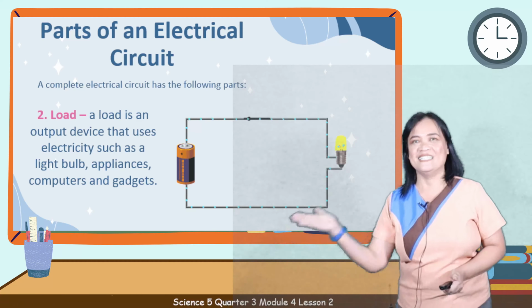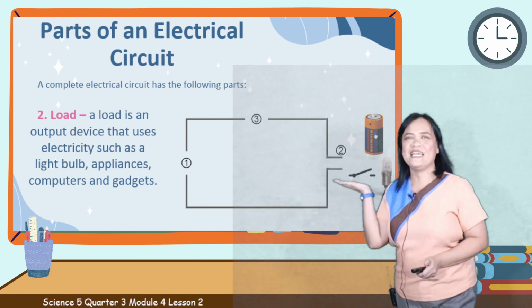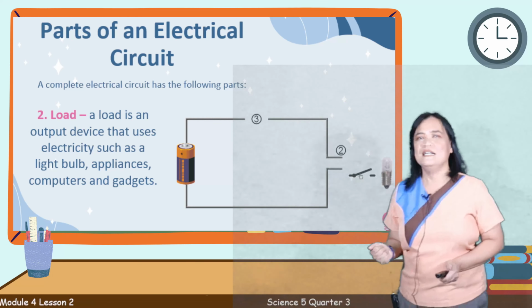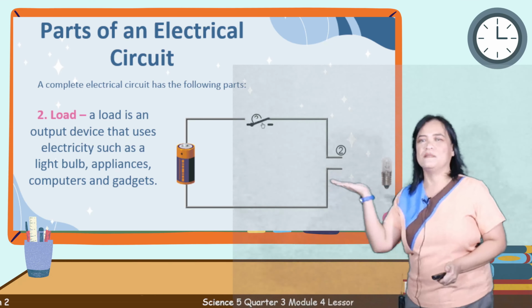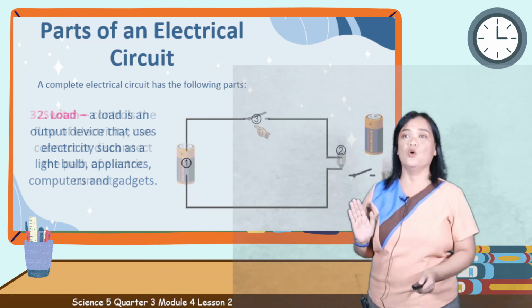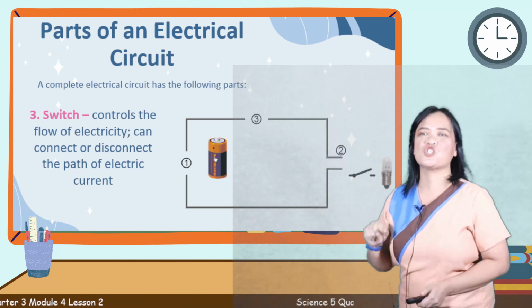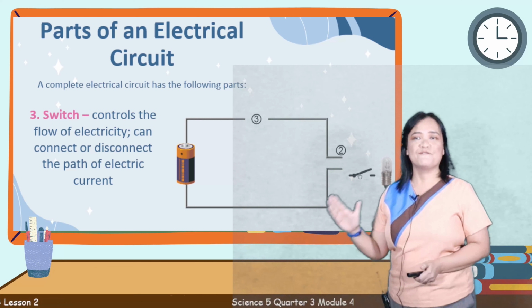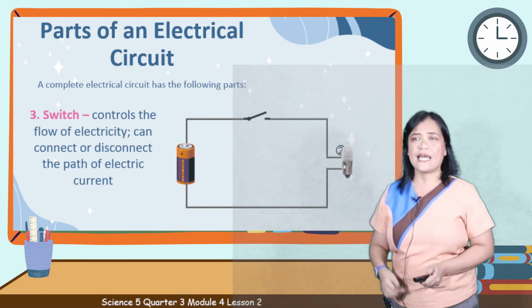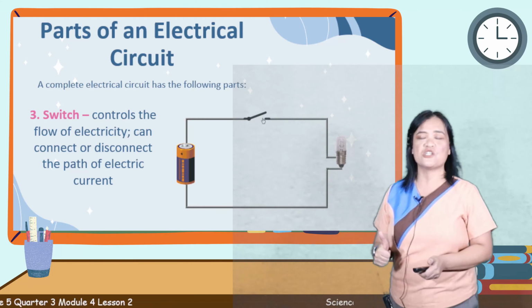So, look at the diagram. Okay. Number 1 again. Come on, come on, come on. Yeah, moving. Okay. That is power or the battery. Next is the switch, and the next one is the load. We move on. Number 3, switch. Controls the flow of electricity. Can connect or disconnect the path of electric current. So that is what controls.